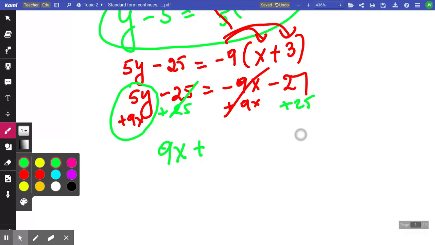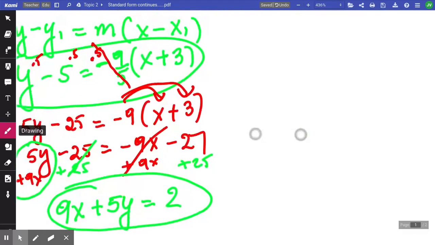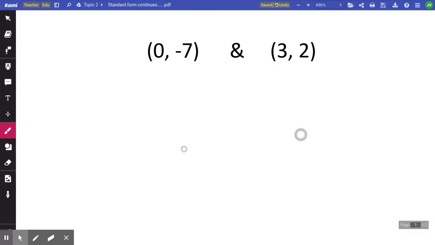So this is what I have left on this side. 9x plus 5y equals, on the right side, I have 2. And this is the final answer. This equation is in the standard form, where a is 9, b is 5, and c is 2. Let's take a look at another example.